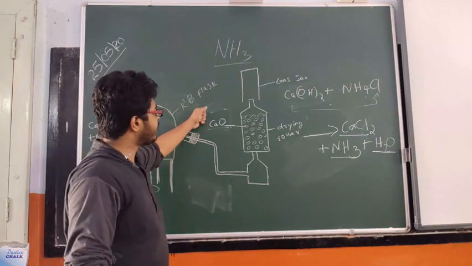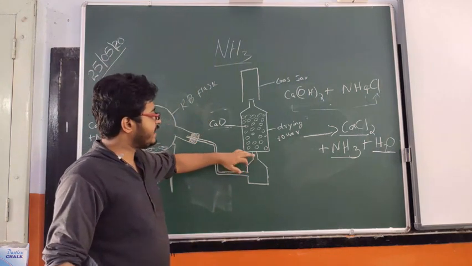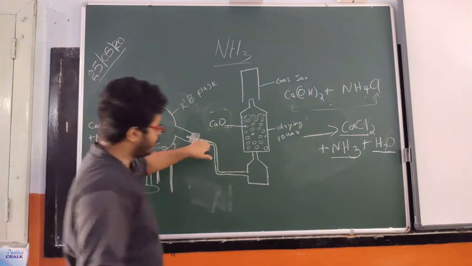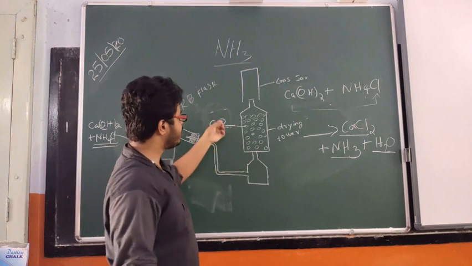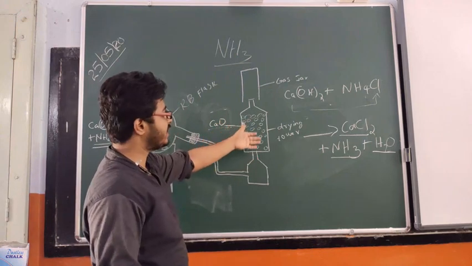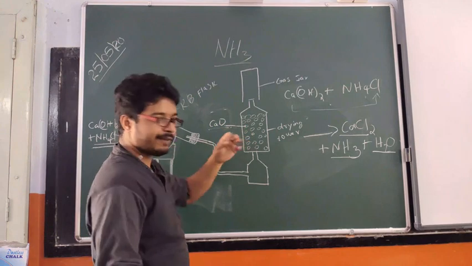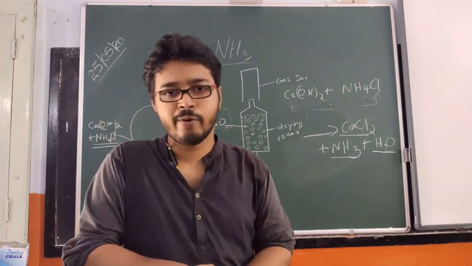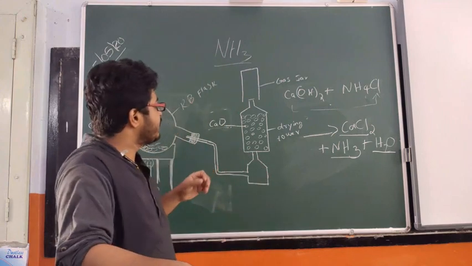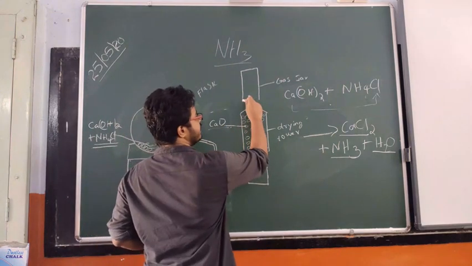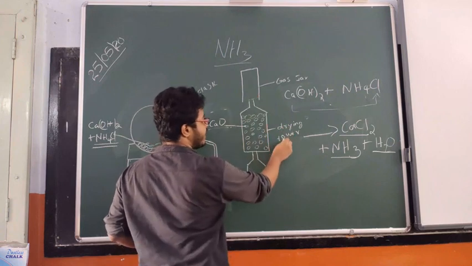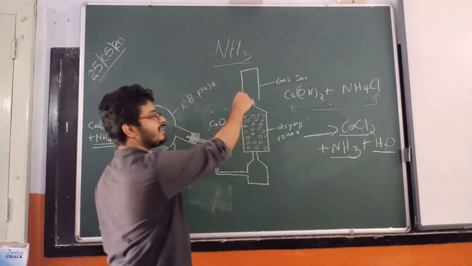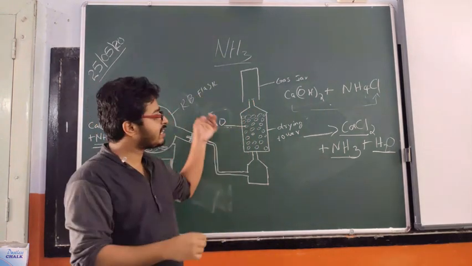After passing through the drying tower, it was a mixture of ammonia and water, right? The water will be absorbed by the calcium oxide because it is a drying agent. Whatever is left out will be mostly pure ammonia. So what happens here? The ammonia gas that is left out from the drying tower will be collected.